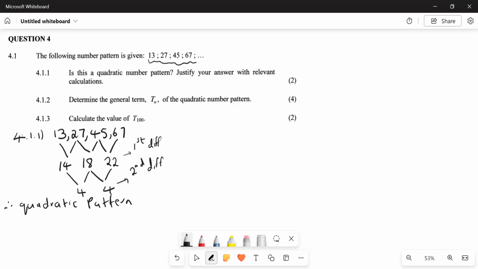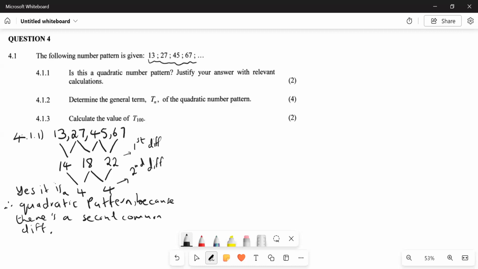Or you can say, yes, it is a quadratic pattern because there's a second common difference. Perfect, right? So we're moving on now.